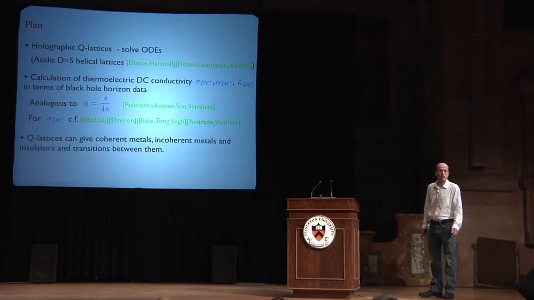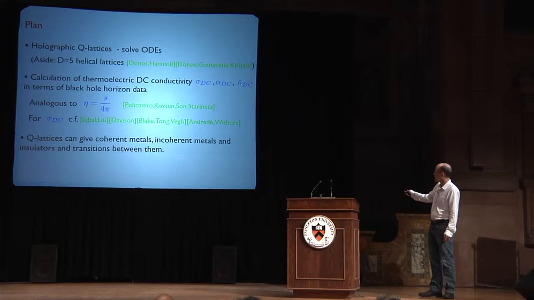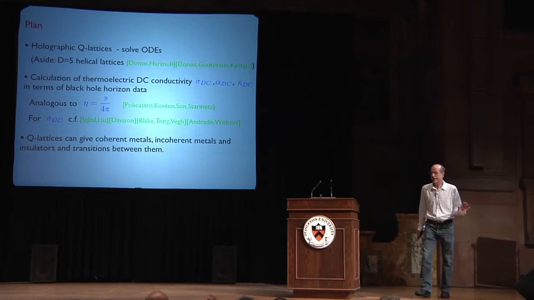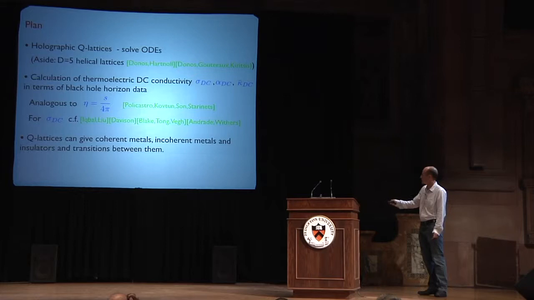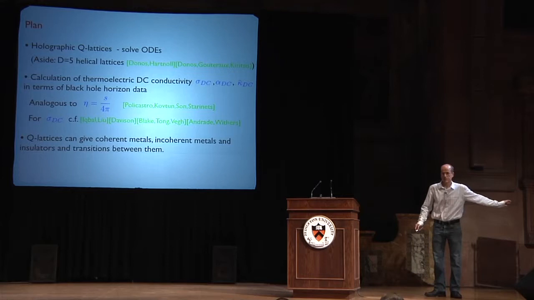Once I've introduced this, I want to explain the result where we calculate the thermoelectric DC conductivity, which is not just sigma, it's alpha and kappa, which I'll define later, and we get a result in terms of the black hole horizon data. So this is analogous to the result that Johanna was talking about, that the shear viscosity is proportional to the entropy. This transport quantity is expressed in terms of some horizon data. And that's exactly the kind of thing we'll get for these holographic lattices.